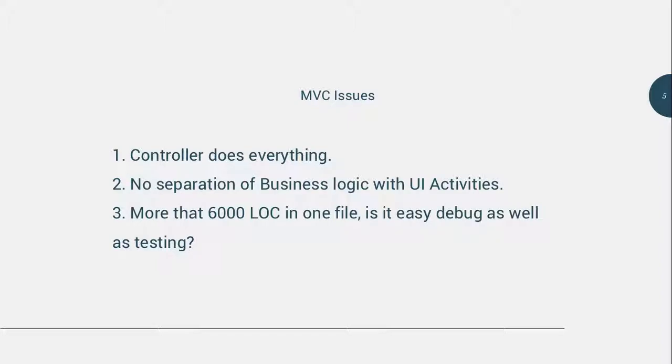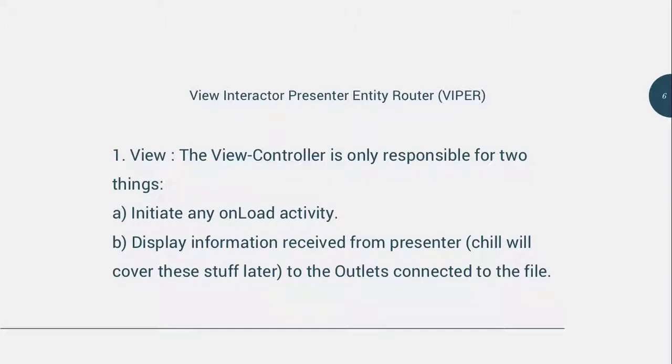So the MVC controller does everything. There's no separation of logic. With more than 6,000 lines of code in one file, is it easy to debug as well as test? No, I don't think so. So we have a better approach, a better architecture, to deal with decoupling and SRP and get fewer bugs. That is Viper.